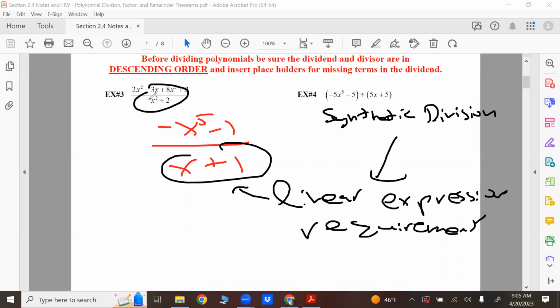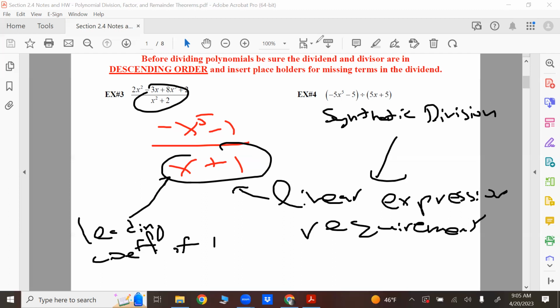For example, x squared plus 2. Is x squared plus 2 linear? It's not, right? It's quadratic. That's the reason why. So you have to have a linear expression. Also, the leading coefficient has to be 1. So you have to factor out a number from that. But after that, it's pretty easy.